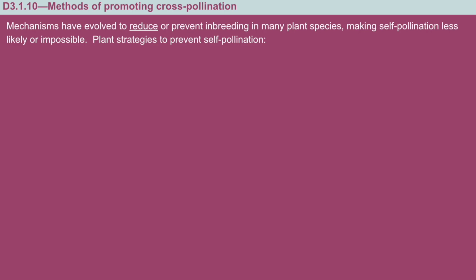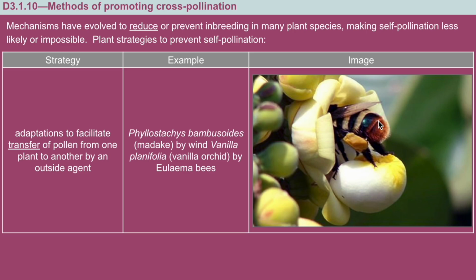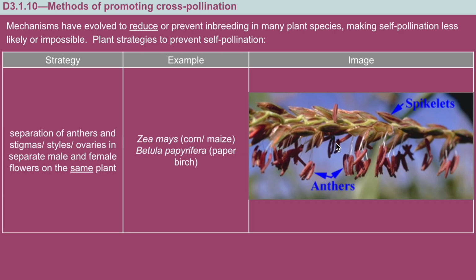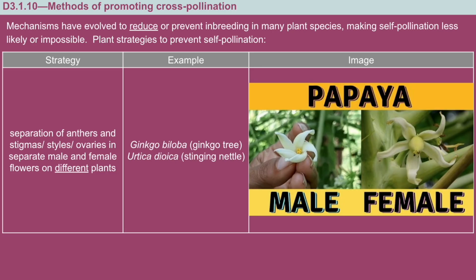So, mechanisms have evolved to reduce or prevent inbreeding in plant species, making self-pollination either less likely or impossible. So let's review a few of those strategies. Number 1, adaptations to facilitate transfer of pollen from one plant to another by an outside agent. As we've been discussing, insect pollinators, for example, allow for movement of pollen from one plant to another. Secondly, plants may separate anthers and the stigma, styles or ovaries in separate male and female flowers on the same plant. Okay, or they could have those separations on different plants.